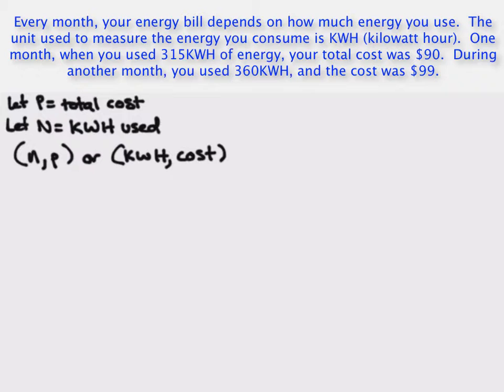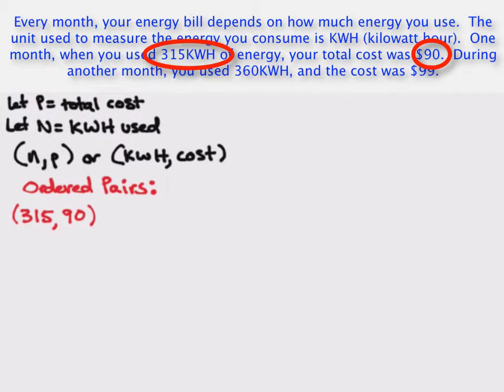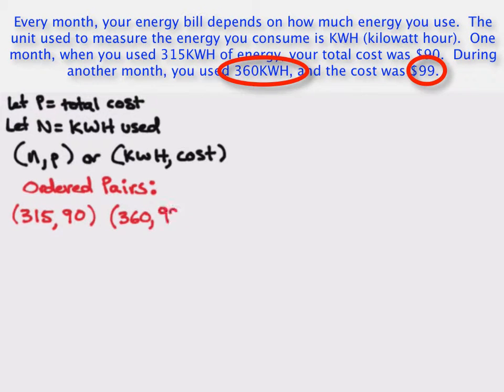Alright, and my claim is that from the information we have, we can come up with two ordered pairs about how much energy we use and how much it cost. When we used 315 kilowatt hours of energy, the cost was $90. That gives us the ordered pair 315, 90. When we used 360 kilowatt hours of energy, the cost was $99. That gives us the ordered pair 360, 99.